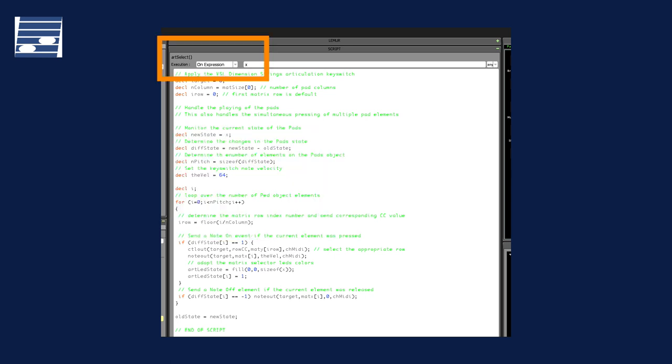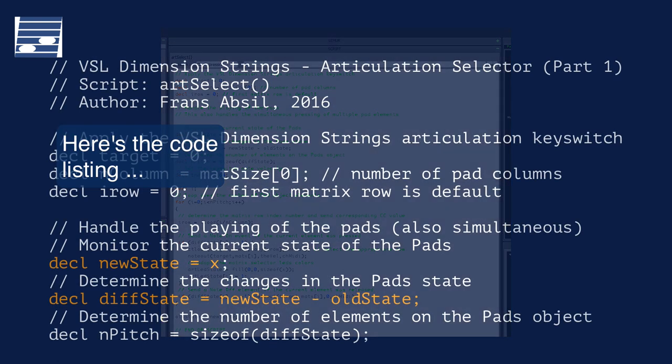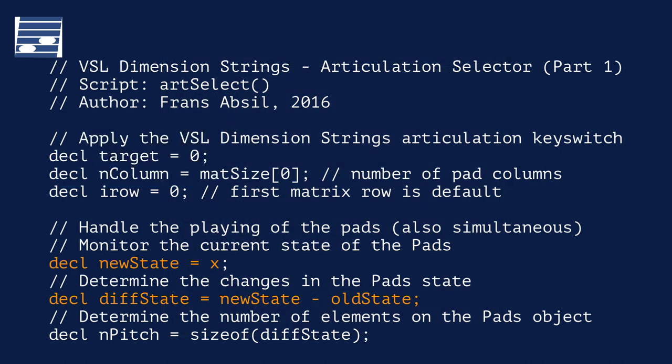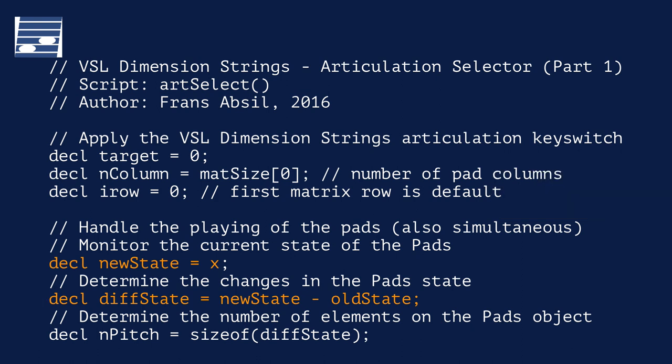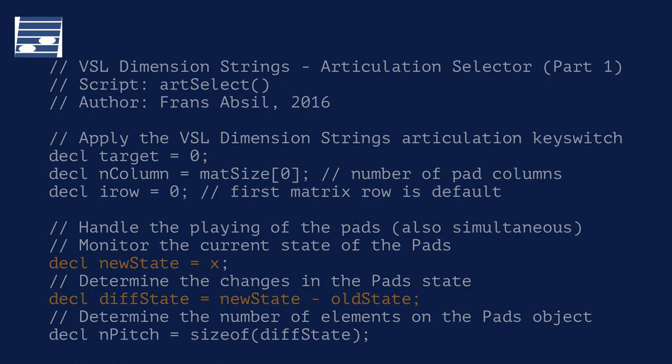It is triggered when any pad element is pressed or released, in other words, when the state vector X changes. The most important lines are right at the start of the script and shown in orange. We write the current state vector into a new local variable that is then compared with the stored external variable AltState. The difference between the new and old vector tells us which elements were pressed or released.